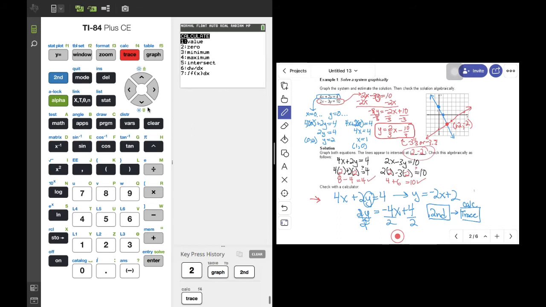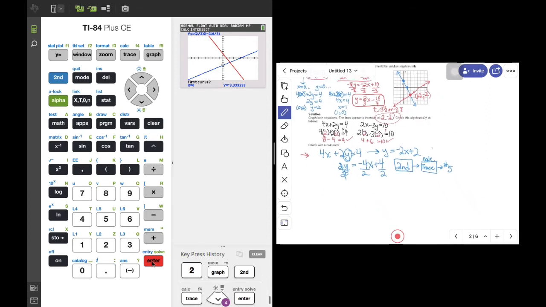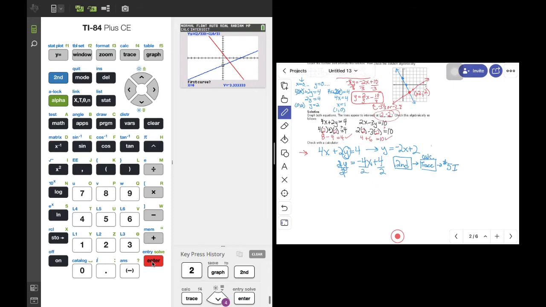That'll help you find your point of intersection. So you could scroll down to 5 or press the number 5. So we're going to choose number 5, intersect, because we're finding the point of intersection. And then we're going to press enter 3 times.